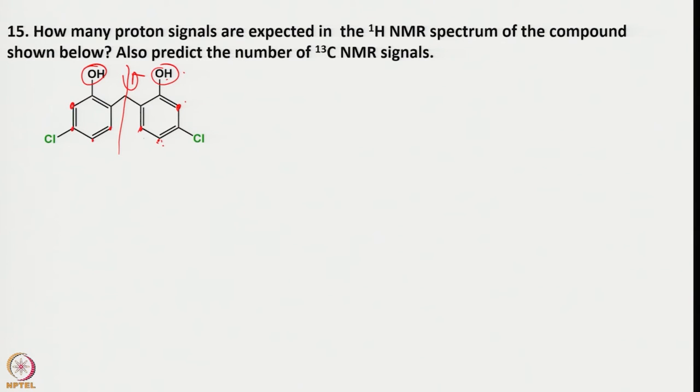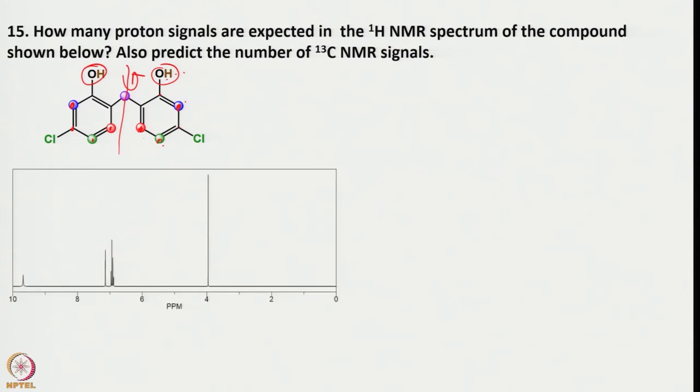And about carbon, if you see, this is 1, this is 2, this is 3, this is 4, you can see here. So 1, 2, 3, 4, and of course this is 1, so 5 different types of signals are expected for this one in its 1H NMR spectrum. Let's look into it now.